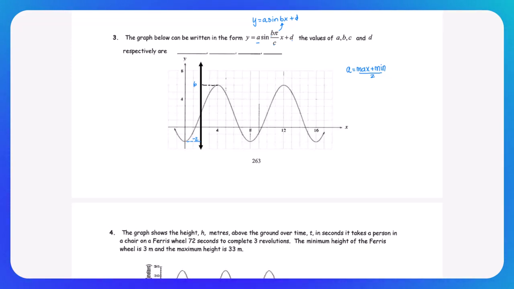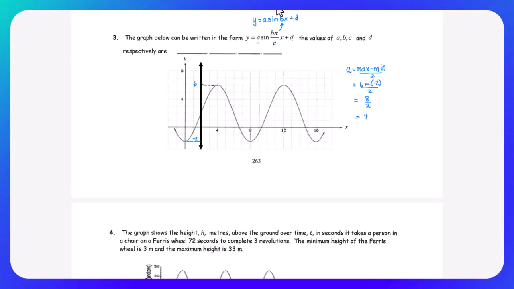So we're going to say max plus min, 6 minus the min, and the min is -2, over 2. And that gives us 8 over 2, which is 4. So 6 minus -2 is 6 plus 2, and we end up with 4.